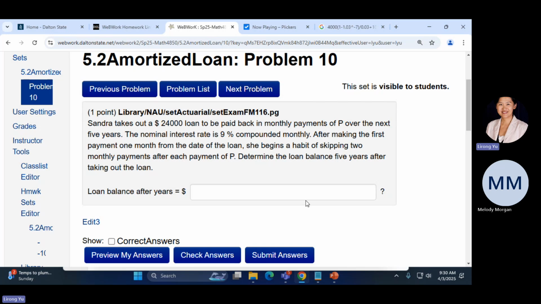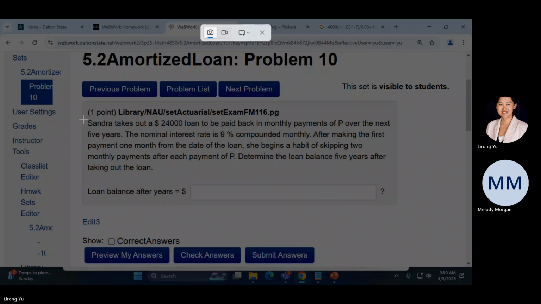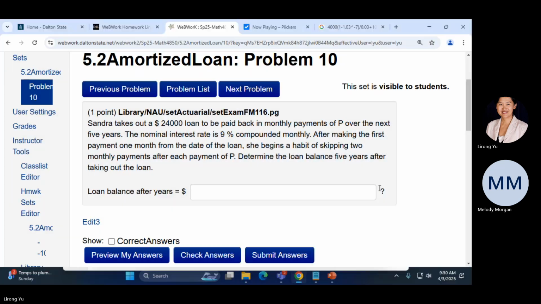So let's go. Let me copy this question. This is number 10 for 5.2 homework.